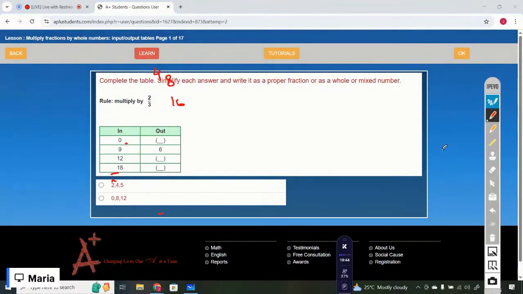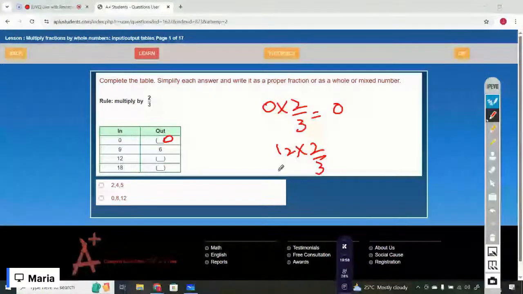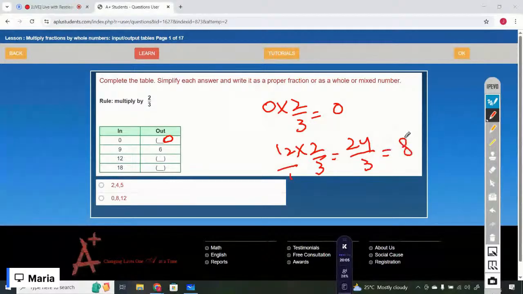So start with the first one. That is 0 times 2 by 3. 0 times any number is 0. So 0 it is. The next one is 12 times 2 over 3. 12 times 2 is 24. 24 divided by 3, 3 times 8 is 24. So 8 it is.